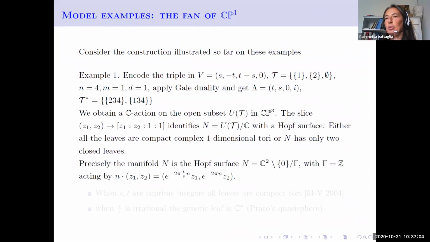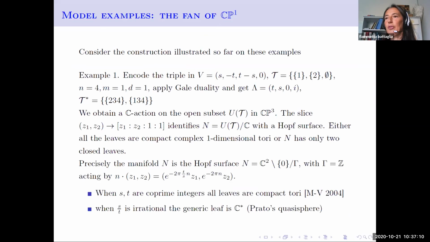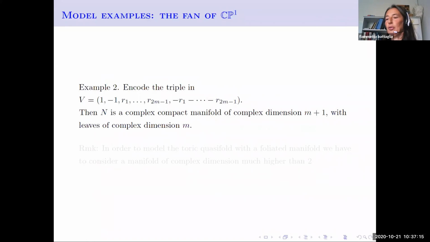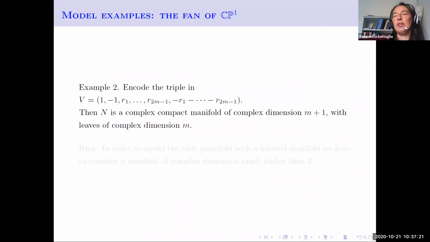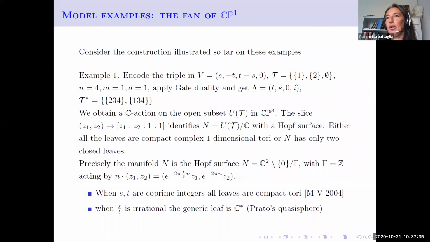In one case we obtain a Hopf surface, and in the other case, as a consequence of the fact that the rank of the quasi-lattice is much higher, we get a complex compact manifold of higher dimension m+1 that depends on the number of generators. So I think these two examples are interesting because one can see different phenomena going on there.